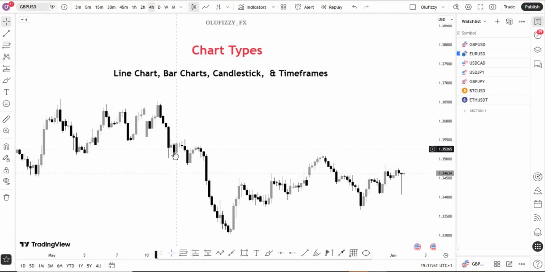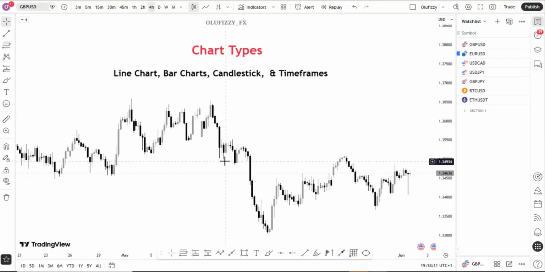What is a chart? A forex chart is simply a visual representation of price movements in the market. So instead of just looking at random numbers, charts can help traders see what price is doing over time. So that is what a chart is.